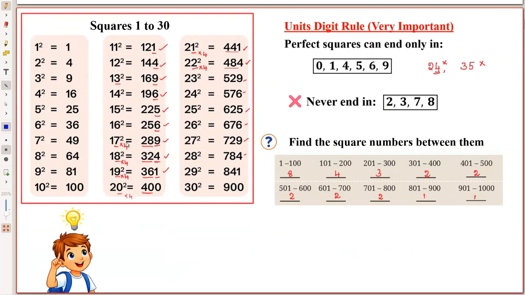Just use the 4 table. The ending digits we can easily identify, the unit place we can easily identify. 1 square means it will end with 1. 2 square means ending with 4. 3 ending with 9. 4 ending with 6. 5 ending with 5. 6 square is 36, it will end with 6. So the unit place you can easily write.